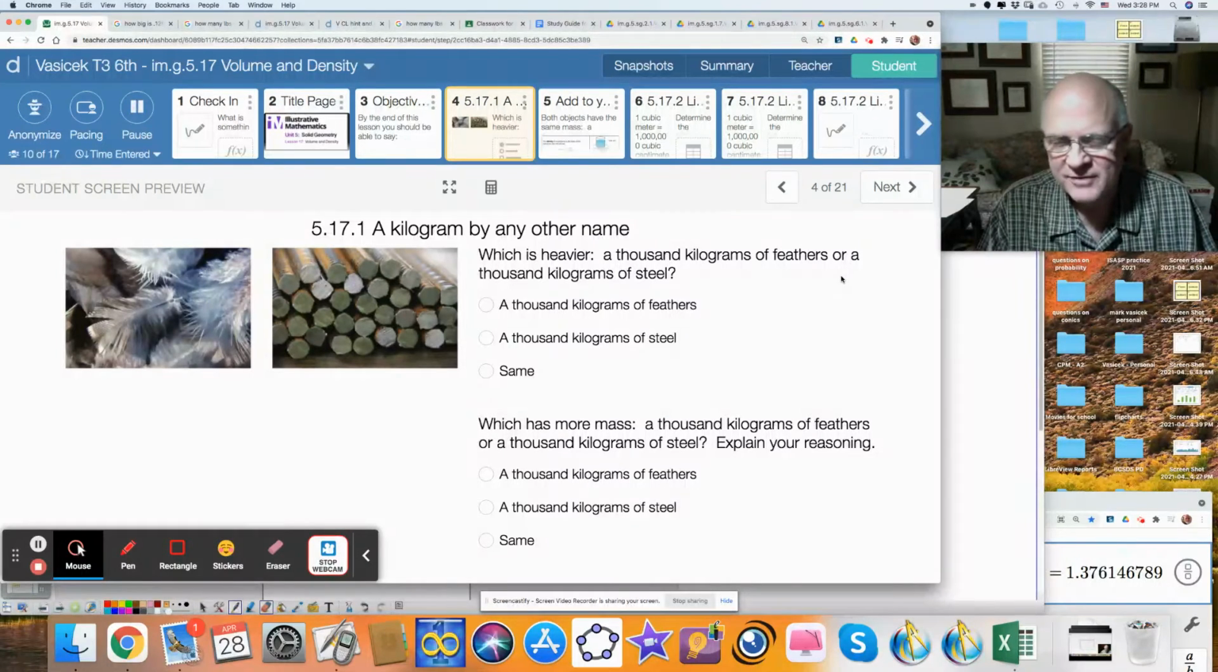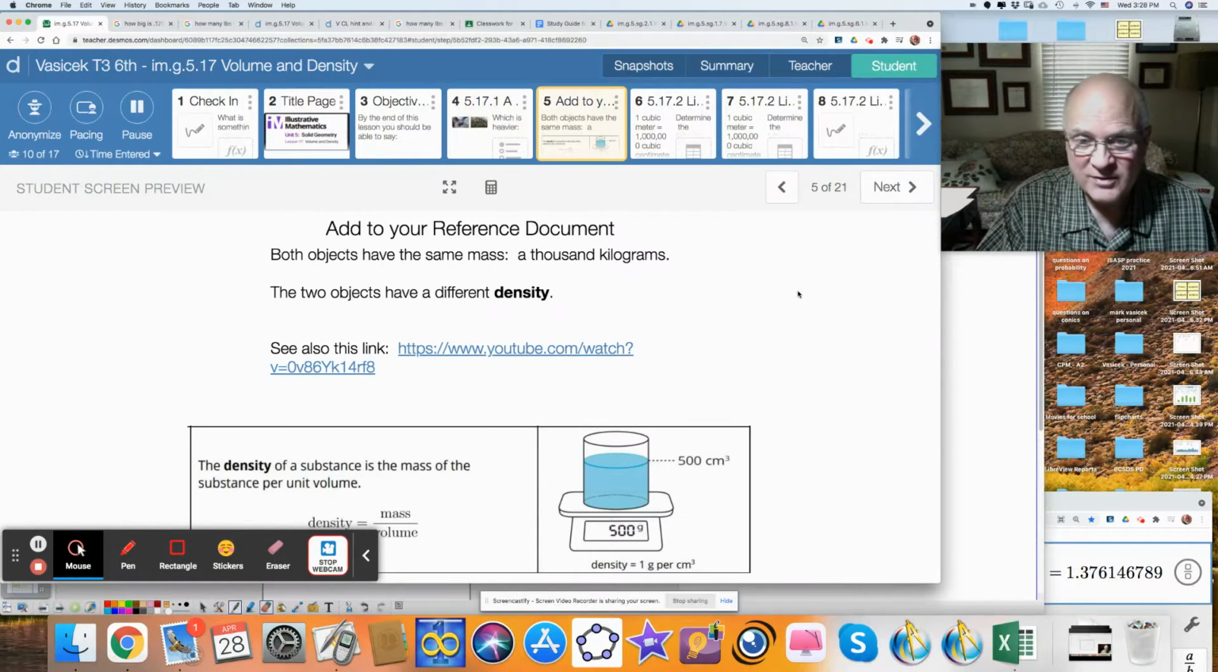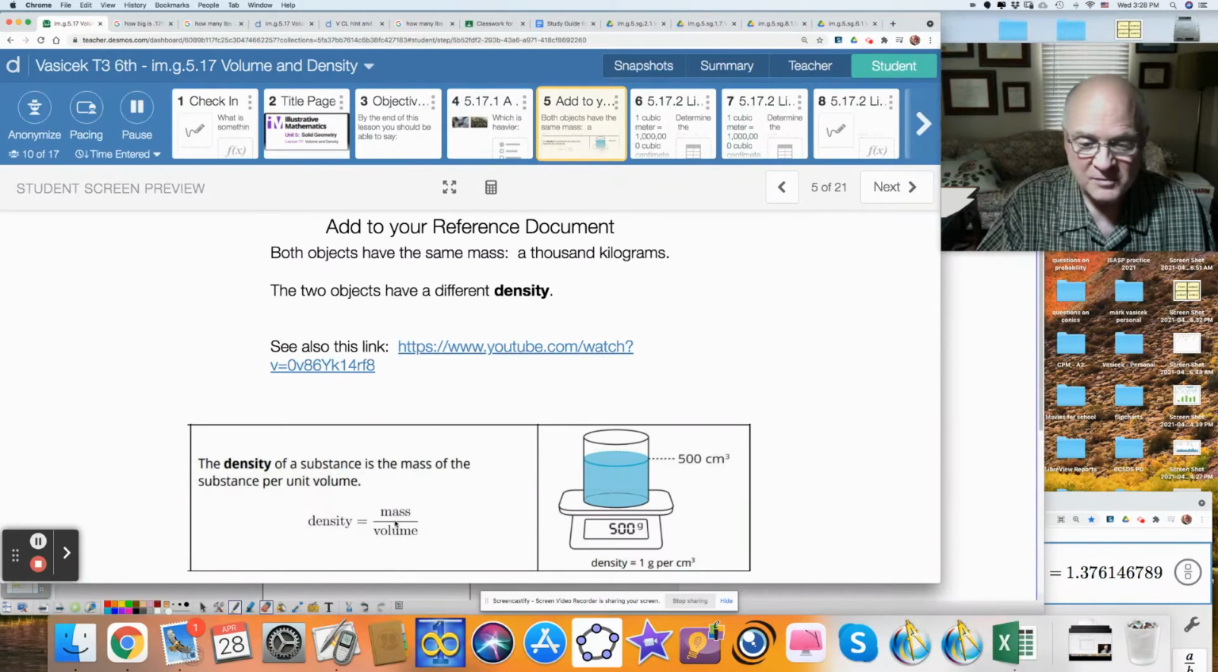Which weighs more, a pound of feathers or a pound of steel? Well, they're the same. Same with a kilogram. Kilogram is a unit measure of weight. And when we talk about mass, mass is the weight. So mass, they both have the same. And that was a big deal.